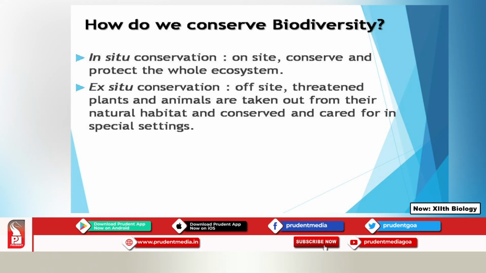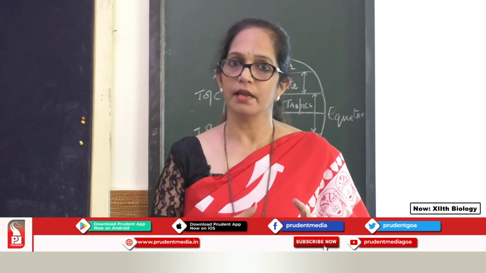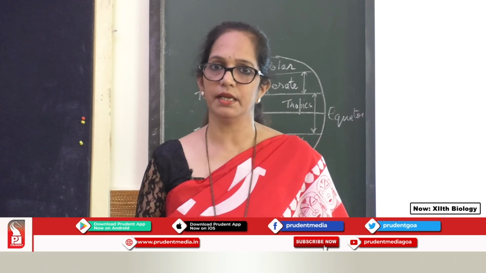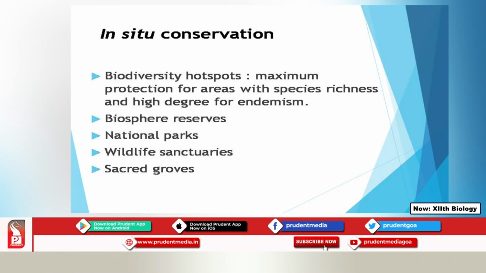Ex situ conservation means remove them from the place where they are, take them to a protected area and protect them. Keep them in a place where they can be safe, because they are not safe in their natural habitat. That is called ex situ. Under in situ conservation, the first one is biodiversity hotspots. In the earlier topic, we saw what a hotspot is. A hotspot is a totally protected area where there is a maximum number of endemic species. Endemism means that a particular species is present only in that area and nowhere else in the world.